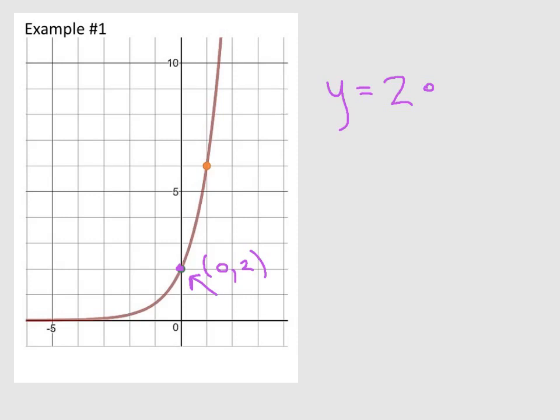So we need to look at the next point on our graph, which is right here, this little orange point. Now that point is at the point 1, 6. So what we need to do is look at our y values. We had 2, and then we went up to 6. So we need to figure out, okay, what multiplication happened there? 2 times what gets us up to 6? Well, that is times 3. So our common ratio is 3, and our equation is going to be y equals 2 times 3 to the power x.